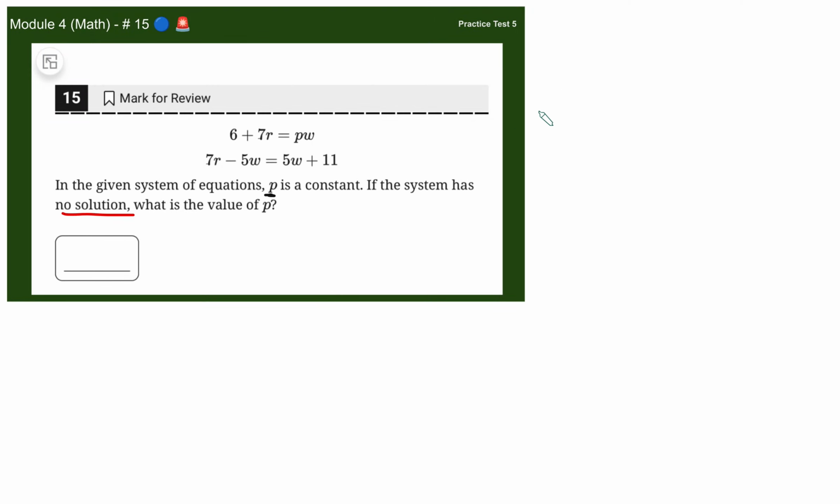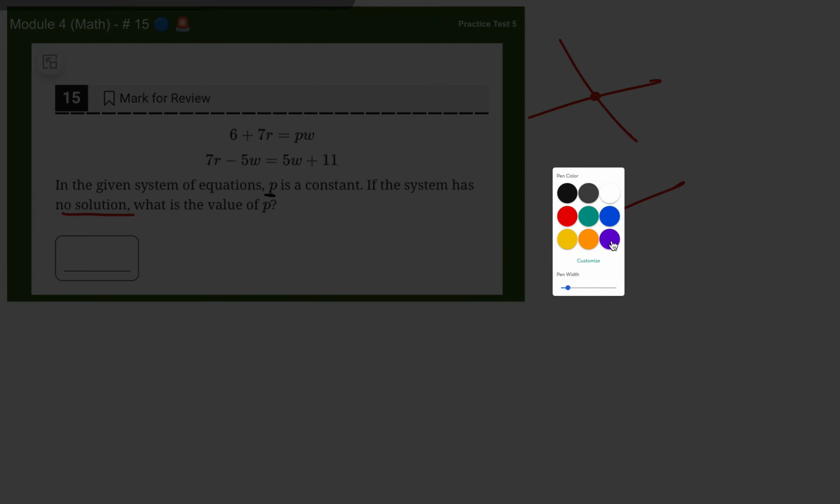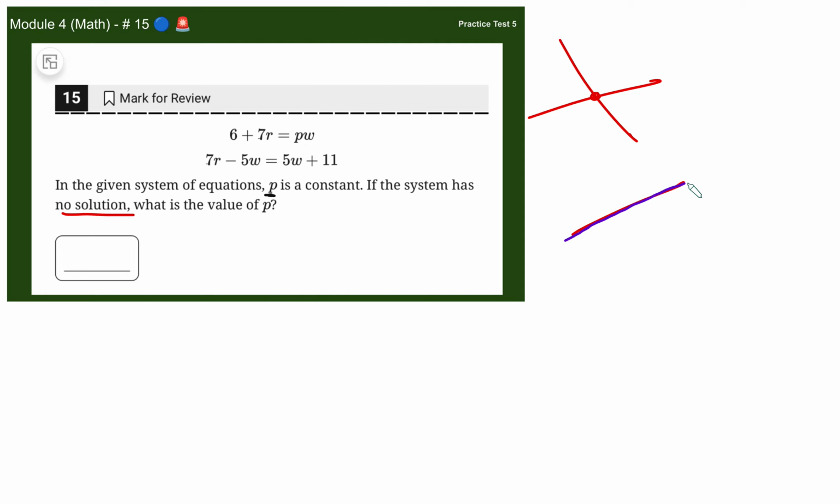it means they're parallel, right? One solution means they intersect at that point. One line on top of another line means infinitely many solutions. And this situation, that's no solutions. And when you have no solutions, that means the slopes are the same. So these guys here have the same slopes.